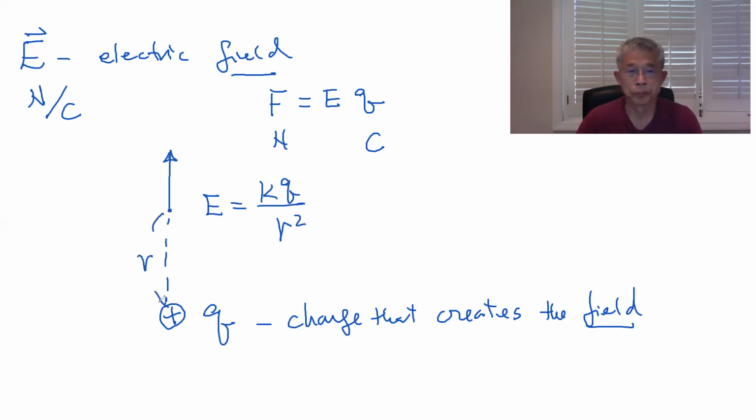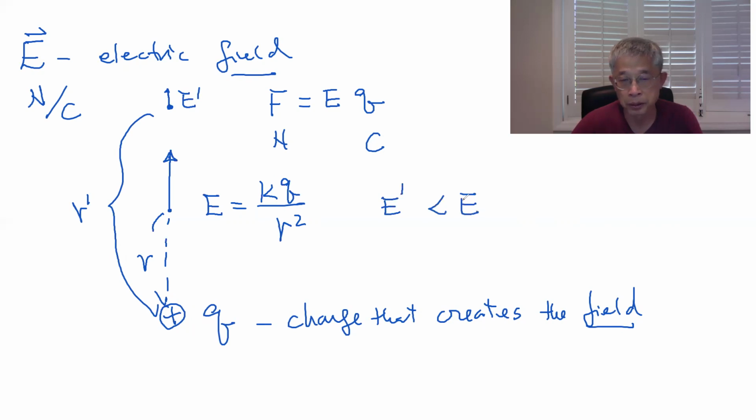Okay? So if I have another one here, let's say I'm looking at this point, there's no charge right now, okay? Just the electric field. Then this one here, it's going to be R prime. And R prime is larger, so this E will be smaller. Let's call this one here E prime. So this E prime in magnitude will be smaller than E, okay?